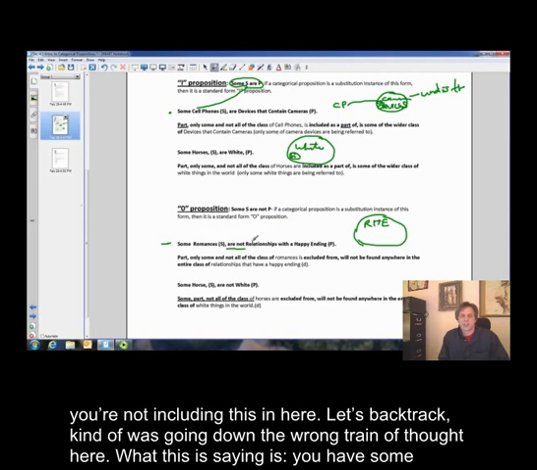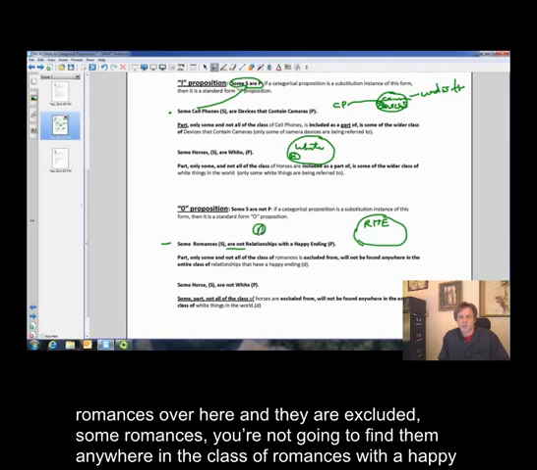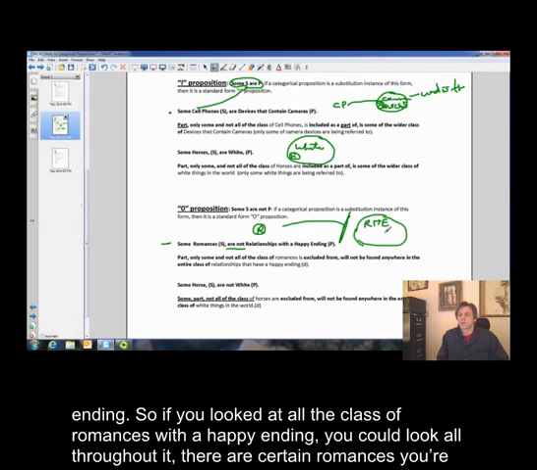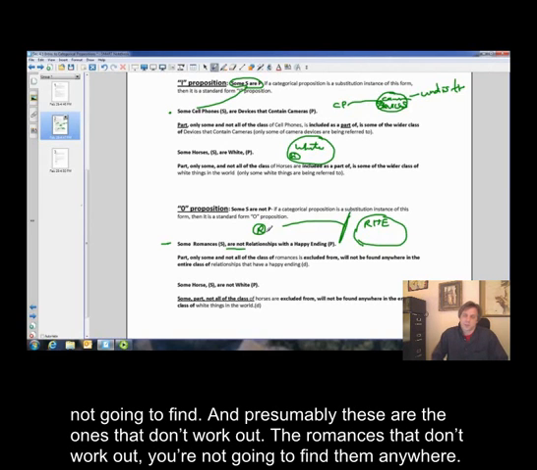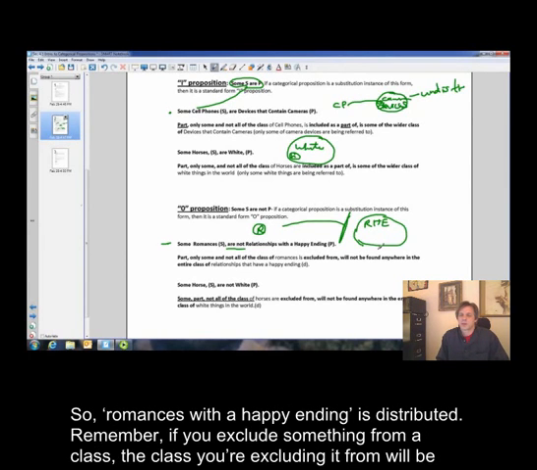What this is saying is you have some romances over here, and they are excluded. Some romances, you're not going to find them anywhere in the class of romances with a happy ending. If you looked at the whole class of romances with a happy ending, you can look all throughout it. There are certain romances you're not going to find, and presumably these are the ones that don't work out. The romances that don't work out, you're not going to find them anywhere. So romances with a happy ending is distributed.